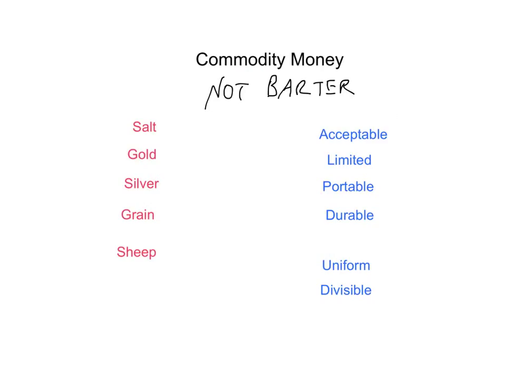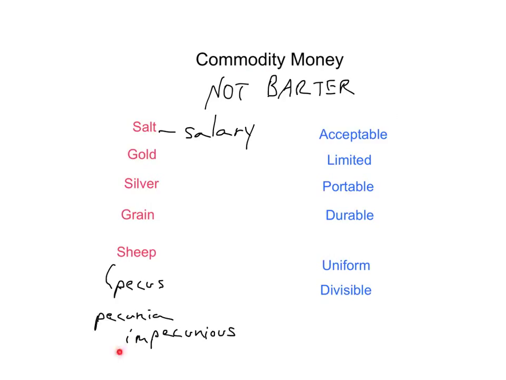Everybody can use that. Now, just to show you that these things really were used, salt in Latin is sal, and we actually get the word salary from that. Sheep is pecus, a flock of sheep, or pecora, and so they get their Latin word for money, pecunia, from this. And in English we have the word impecunious, which probably none of you have ever used, but it's a good SAT word. Impecunious means you don't have money.